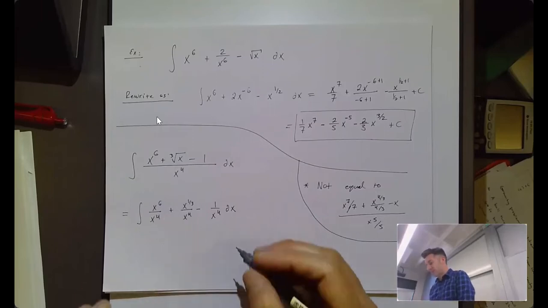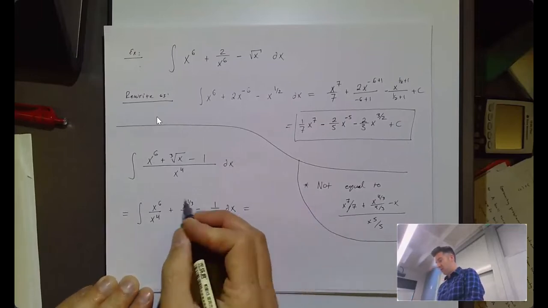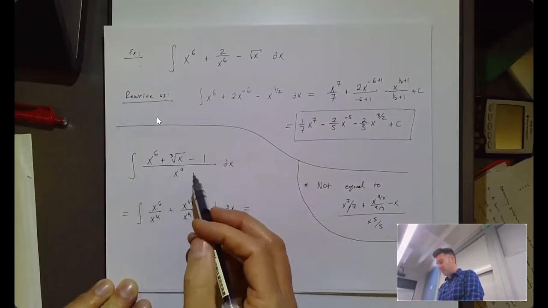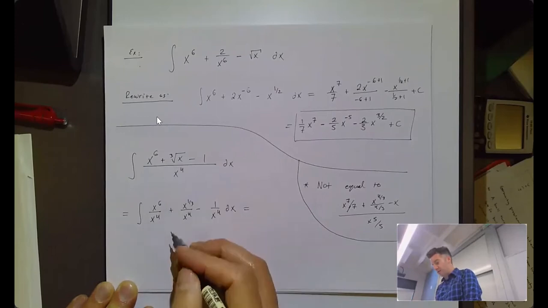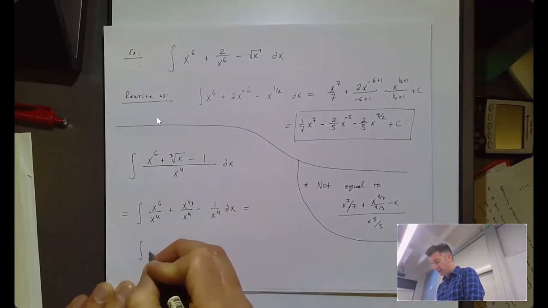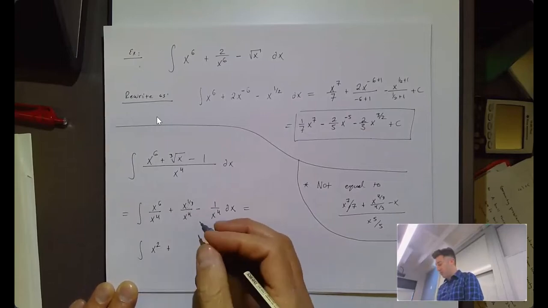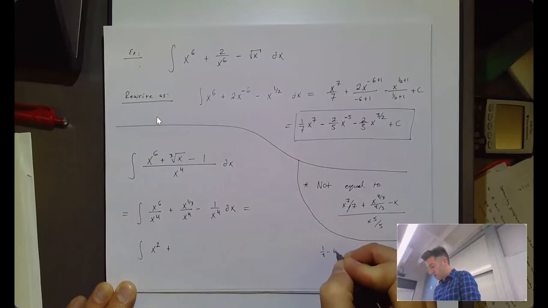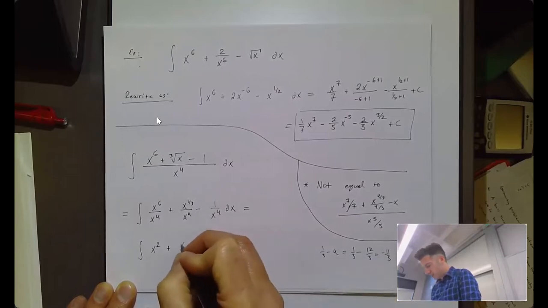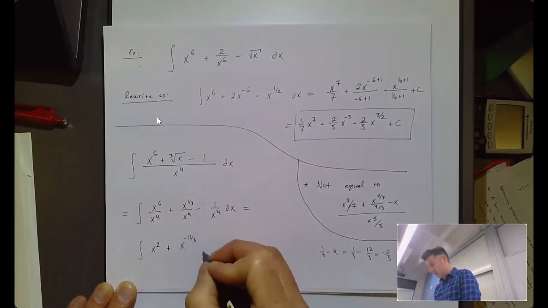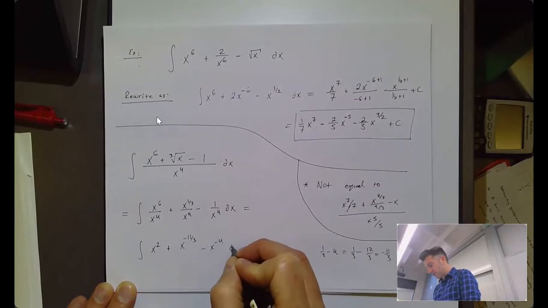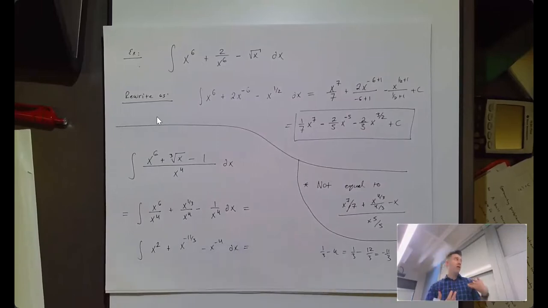We have to just simplify. So simplifying this, I'm dividing each of the things in the numerator by the denominator, and then rewriting it as, let's see, x to the 6th divided by x to the 4th is x squared. x to the 1/3 divided by x to the 4th. Okay, 1/3 minus 4 is 1/3 minus 12/3, which is negative 11/3. And then we have x to the negative 4th. So all I've done so far is simplify.